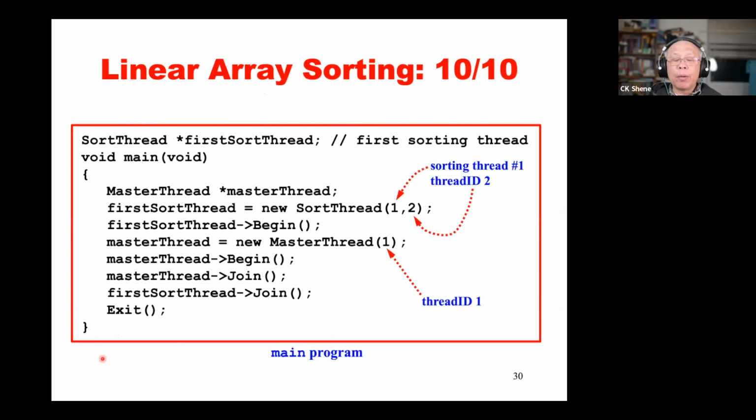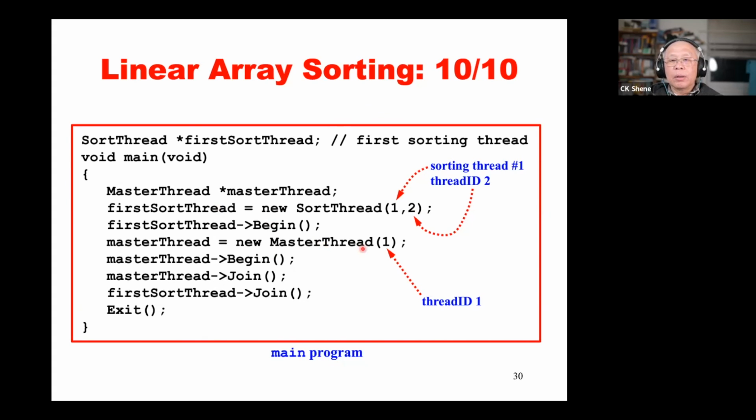Finally, the main program. We have our first sorting thread here, followed by a master thread here. So first thing first, we create a sorting thread. The first argument is the sorting thread number 1, and this is for the next thread, sorting thread number 2, to be used as the user-defined thread ID. So we create the first sorting thread and run it, and then we create a master thread.